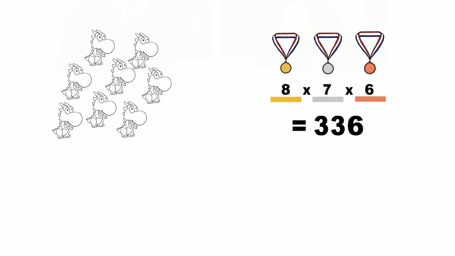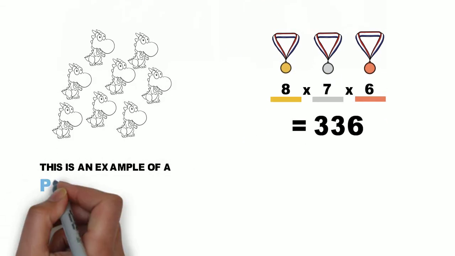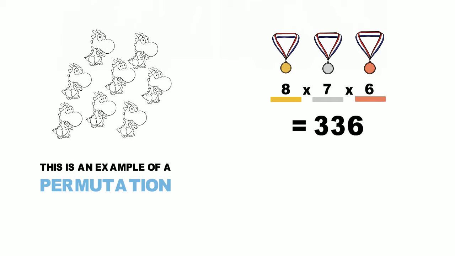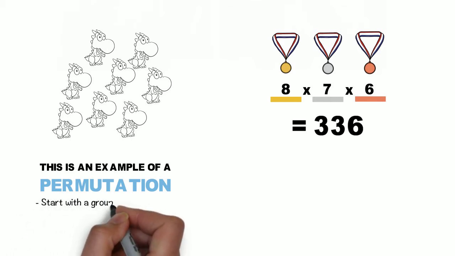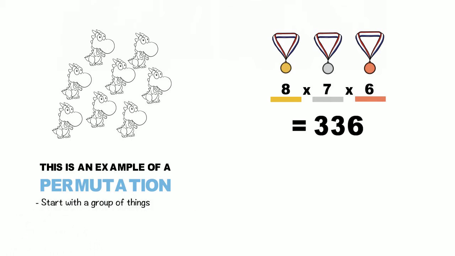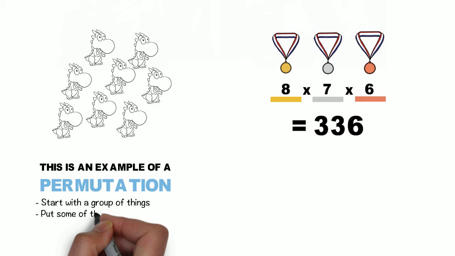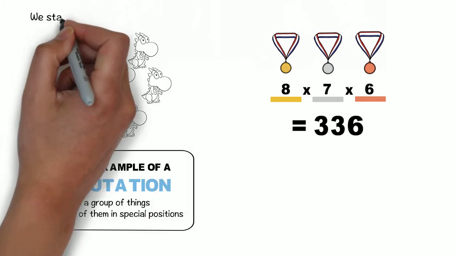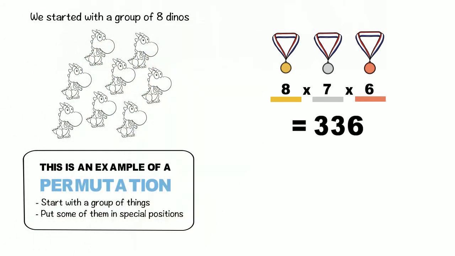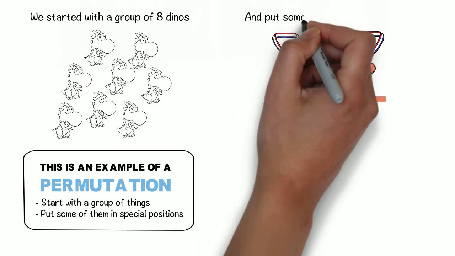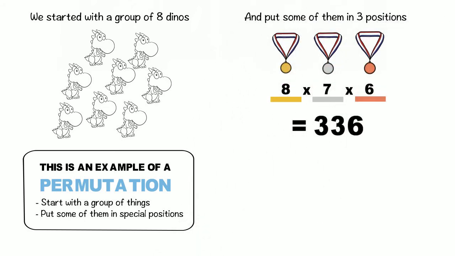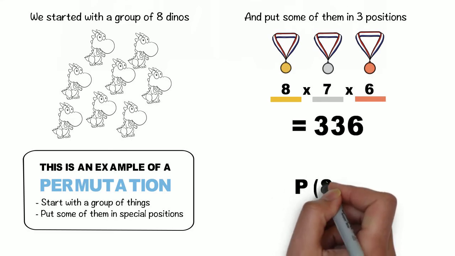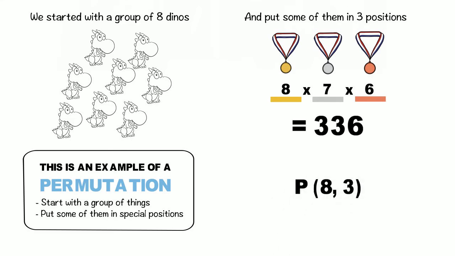Now guys, this is an example of a permutation. A permutation is a special counting scenario where you start with one group of people or dinos or objects or whatever, and you pick some of those things and you put them into special positions. So in the case of the dinos, we were picking from 8 dinos and putting some of them into the special positions of gold winner or silver winner or bronze winner. In this particular case, you would write this as P of 8, 3.